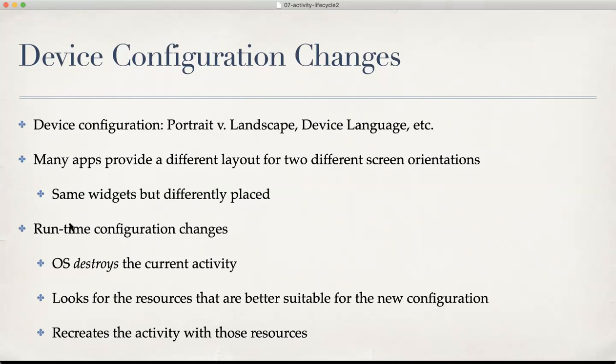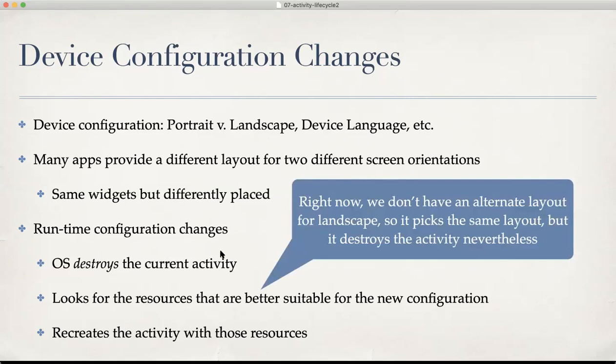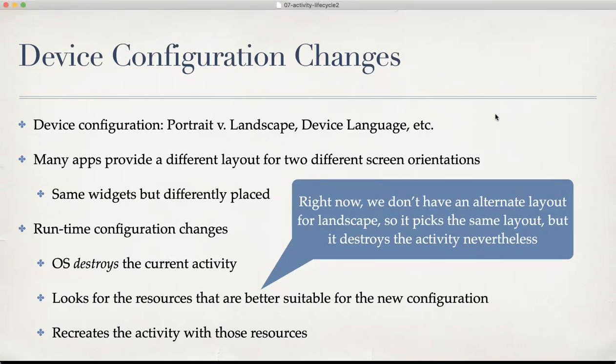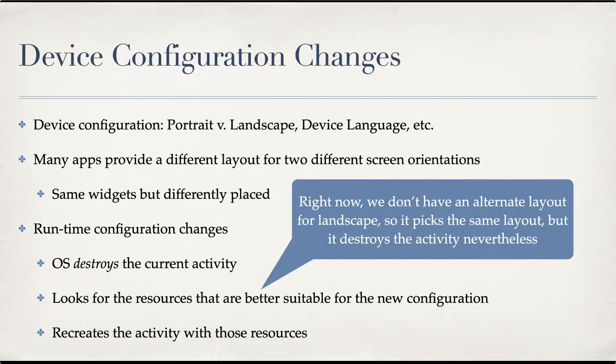So let's look at this following bullet group here. So, on such runtime configuration changes, the operating system destroys the current activity, looks for the resources that are better suited for the new configuration, like portrait versus landscape or change in the language, to display the strings in that language, right? And then recreates the activity with those resources. So this is what is happening in rotation as well. Of course, we don't have an alternate layout for landscape. So the OS basically picks up the same layout which we used for portrait, but it has destroyed and recreated the activity instance nevertheless. So this is what is causing the destruction and recreation of the activity instance, which is leading to the bug that we saw in the first place. Okay. All right.